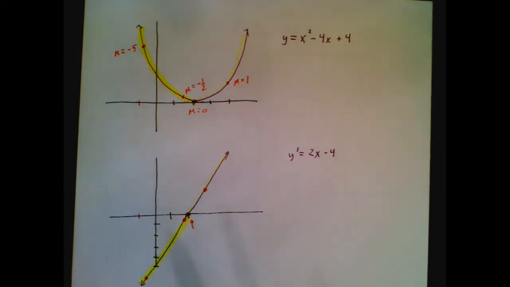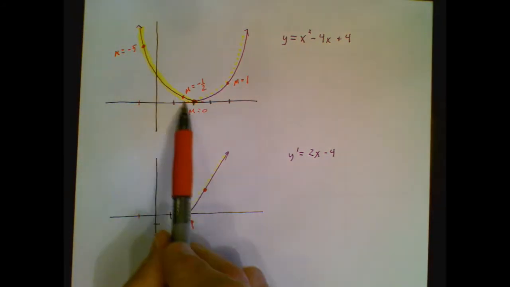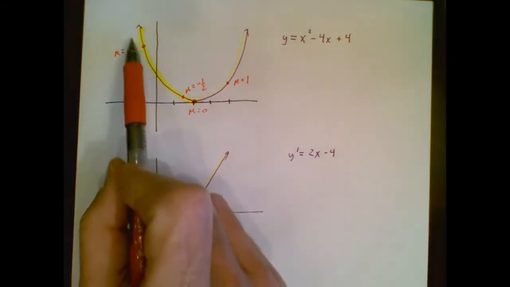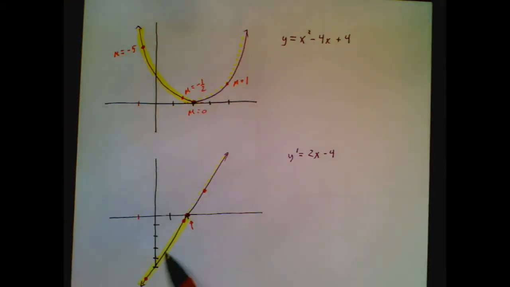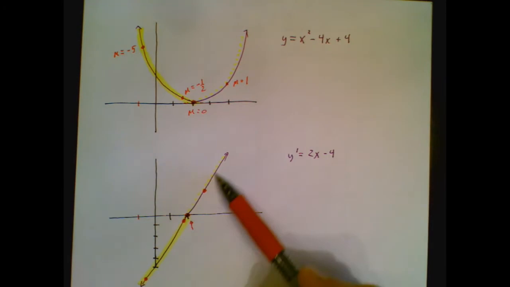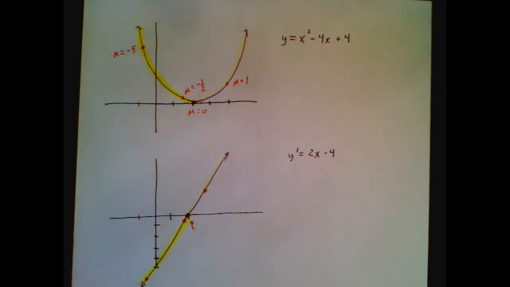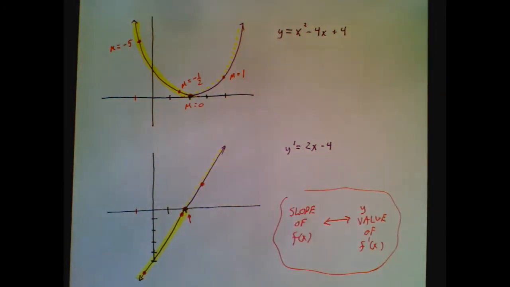So what you're seeing is the slope of that tangent line at any spot you pick on that graph should be reflected in the y value on your derivative graph. Basically, the relationship can be summed up this way. The slope of f of x is the same as the y value of f prime of x if we're looking at the same situation.